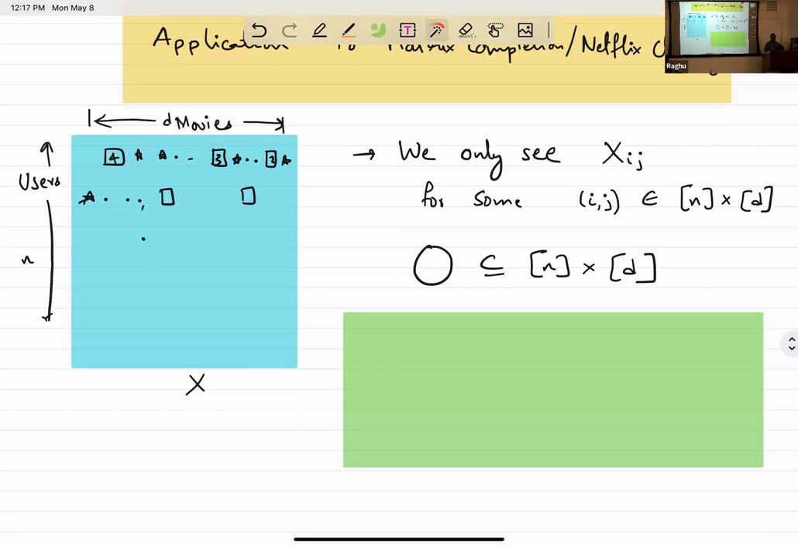Zero out the entries you don't see, but that might increase the rank, and then we just did low rank approximation, right? That's what we did. But even zeroing out the other entries seems a little too aggressive, right? What else can we do? Think a little bit simpler even.